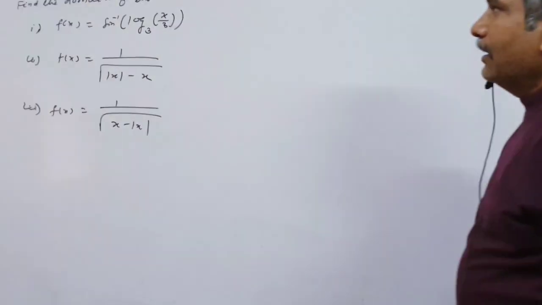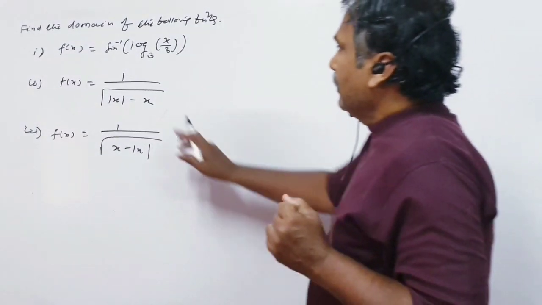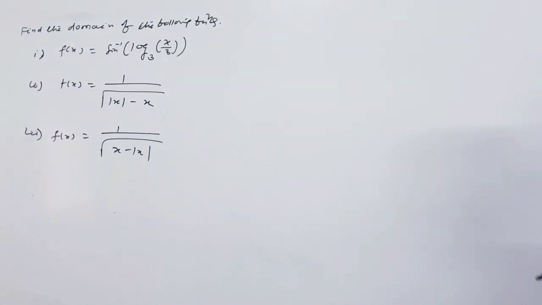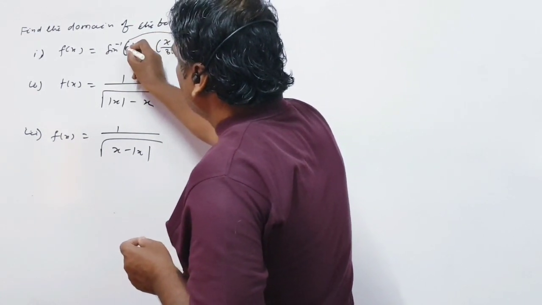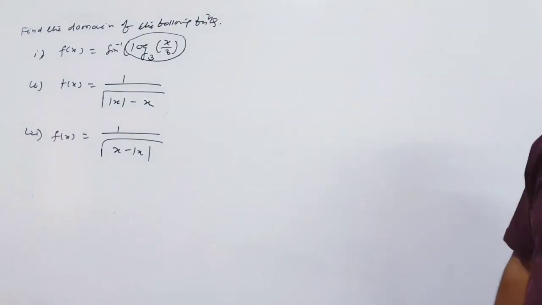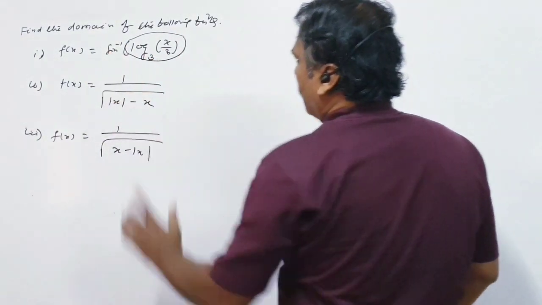So find the domain of the following function. Okay. Now first one is given. This is a functional function, a composite function. I discussed the composite function in the last class. Okay. Now let us say this is x. Let us say first one this is x. So according to the definition of domain, sin⁻¹ x lies between -1 to +1.